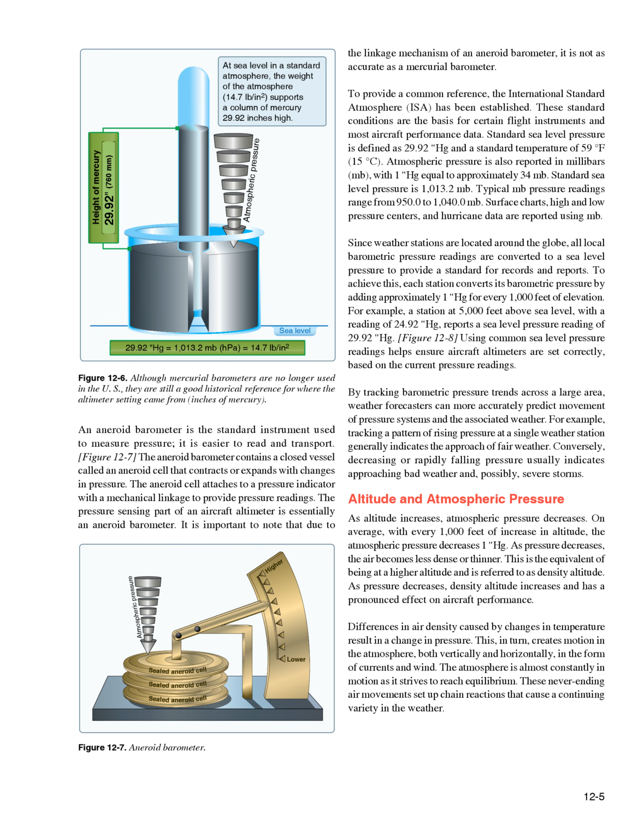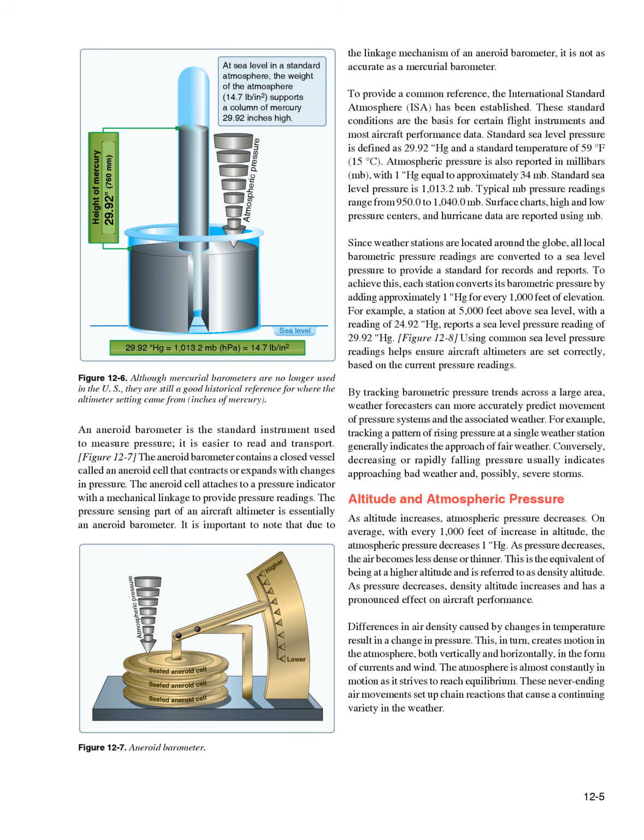Altimeter setting came from inches of mercury. An aneroid barometer is the standard instrument used to measure pressure. It is easier to read and transport. Figure 12.7, the aneroid barometer contains a closed vessel called an aneroid cell that contracts or expands with changes in pressure. The aneroid cell attaches to a pressure indicator with a mechanical linkage to provide pressure readings.